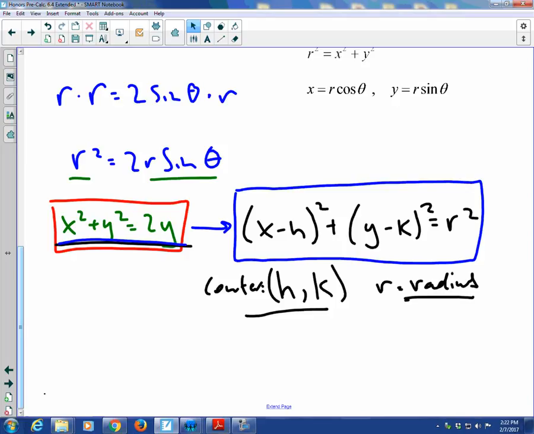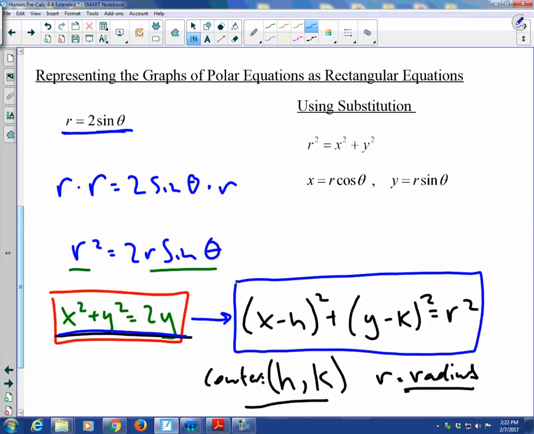Again, our general strategy right here is to try to get r squareds and r cosine thetas and r sine thetas. And generally we're going to get that by multiplying on both sides by r in some way to get us those r squareds, r cosine theta, and r sine theta that we can then substitute those x and y values for. Alright guys, so that's our video.